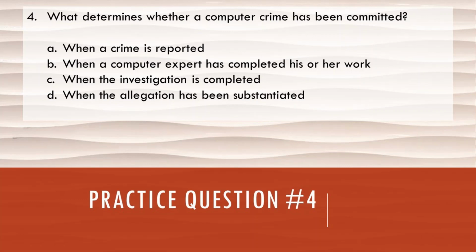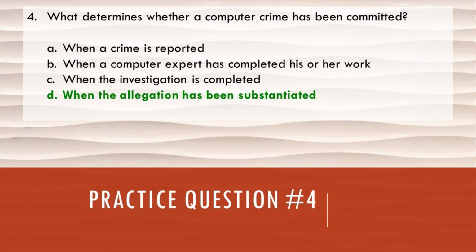A is not correct because just because a crime is reported does not mean that a crime has actually been committed. Remember, reports can be false. They are not yet substantiated, so there's really no proof that a crime has been committed. B, a computer expert can complete their work. However, we have to actually evaluate that work to see if a crime has been committed. So that's not the answer as well. C, if an investigation is complete, that could show that the crime has or has not been committed. We don't have enough information to really determine if the crime has been committed yet.